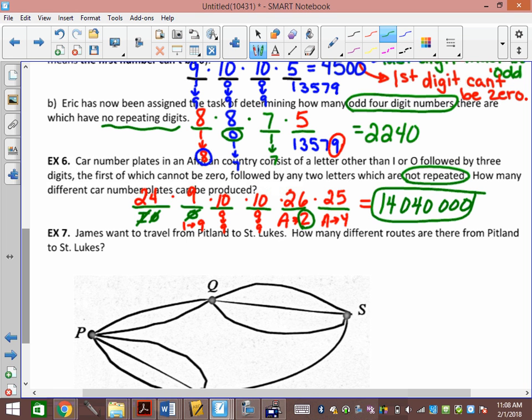14,040,000. So that's a lot of license plates, right? Now, in Alberta, we've changed the license plates, correct? They've added an extra letter, I think. Is it an extra letter, or an extra number? Extra number. It's 3 letters, 4 numbers. The reason they did that is they realized they were starting to run out of license plates.